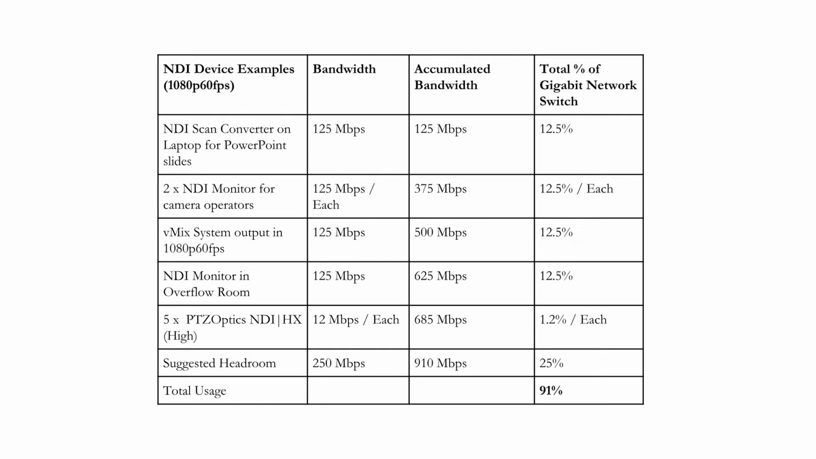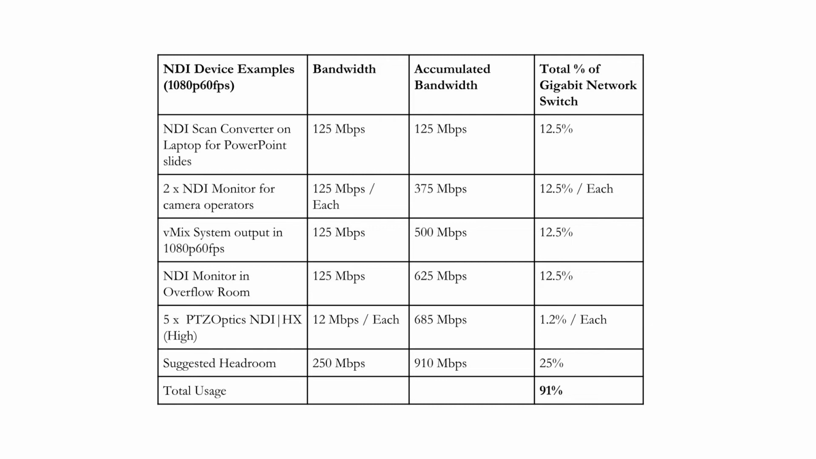Basically, monitoring any NDI source on your network. It could be the output of your camera. It could be the output of your video production software. It could be any NDI source on your network. They'll use roughly 125 megabits per second each. So another 375 megabits per second. So we've already accumulated 500 megabits per second by the time we get to a vMix output system in 1080p at 60 frames per second with another 12%.